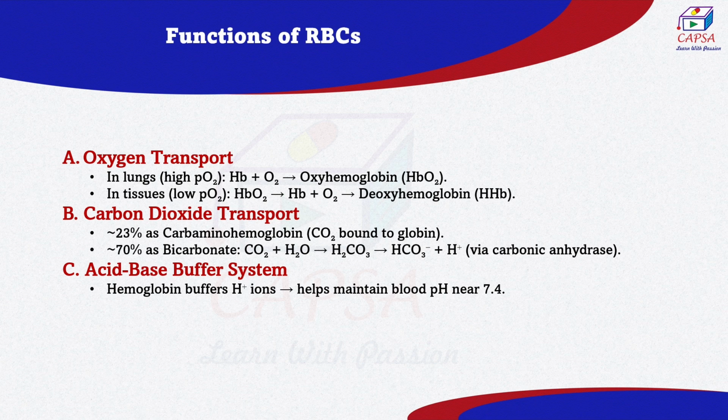This leads to another critical role of RBCs, maintaining acid-base balance in the blood. Hemoglobin acts as a buffer by binding to excess hydrogen ions, which keeps the blood pH stable around 7.4. So, in essence, red blood cells not only deliver oxygen but also help in removing carbon dioxide and maintaining pH homeostasis.